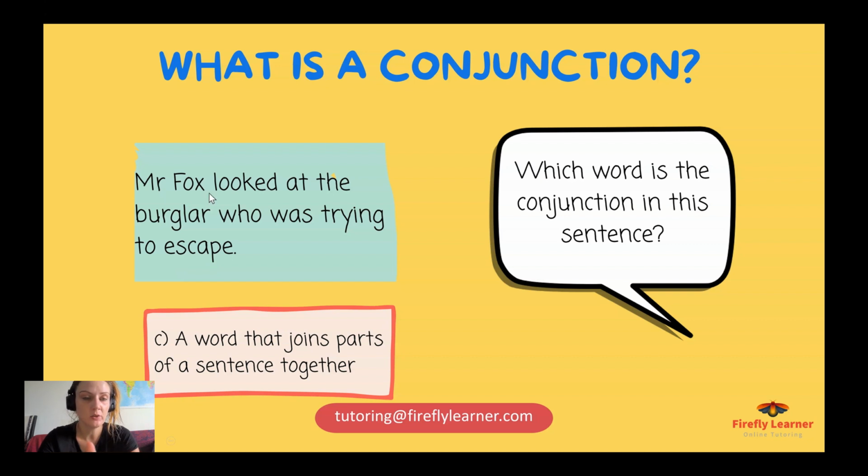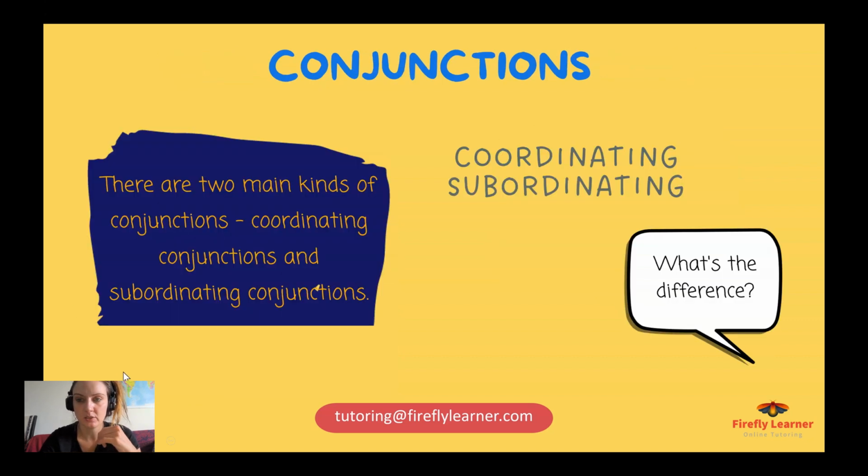The first clause has the verb looked in it. That's what he's doing. Mr. Fox looked at the burglar. The second clause was trying to escape. That is joined to the first clause by the conjunction who. Now this is a subordinating conjunction. It gives us extra information. But today we're focusing mainly on coordinating conjunctions.